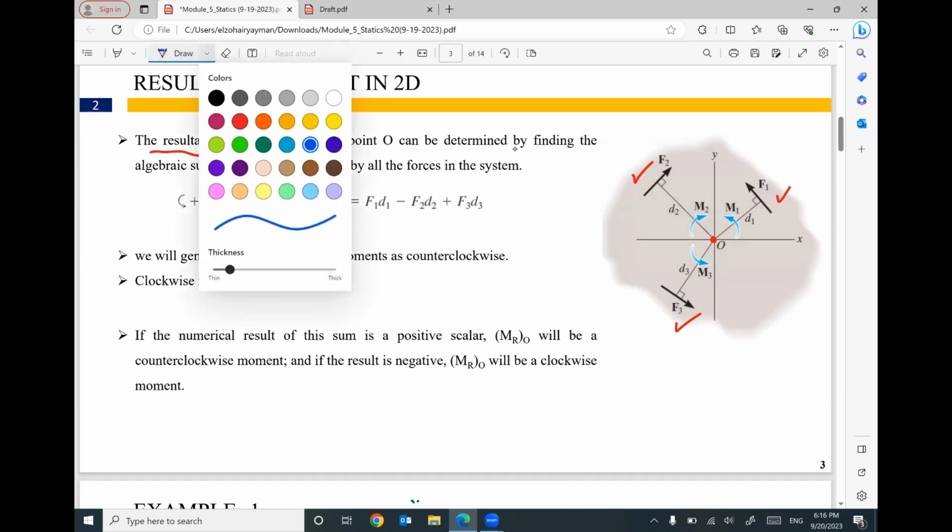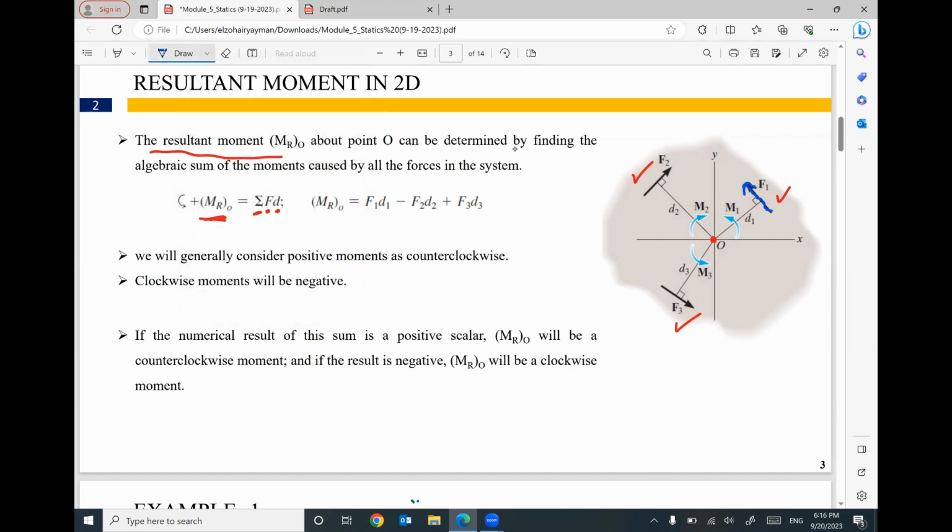I mean, F1 will be multiplied by its distance. F2 will be multiplied by its distance. F3 will be multiplied by its distance, but take care of the sign, because the force F1, for example, would like to rotate this way. F2 would like to rotate this way. F3 would like to rotate this way. I cannot add them together, but one of them will be positive and the other one will be negative.